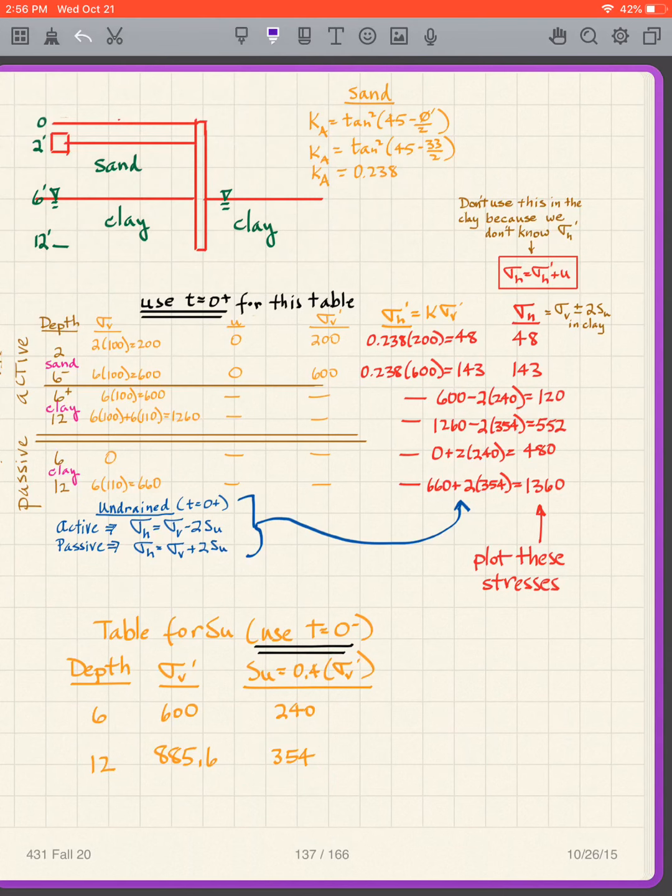So I use this equation here, but I have to make sure I use the right SU. And then these are the stresses on my wall. So plot these stresses, those are the ones.